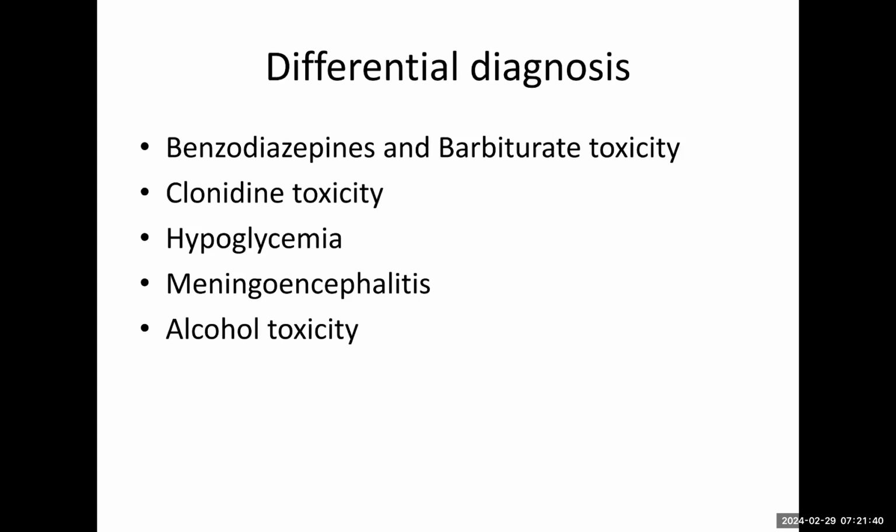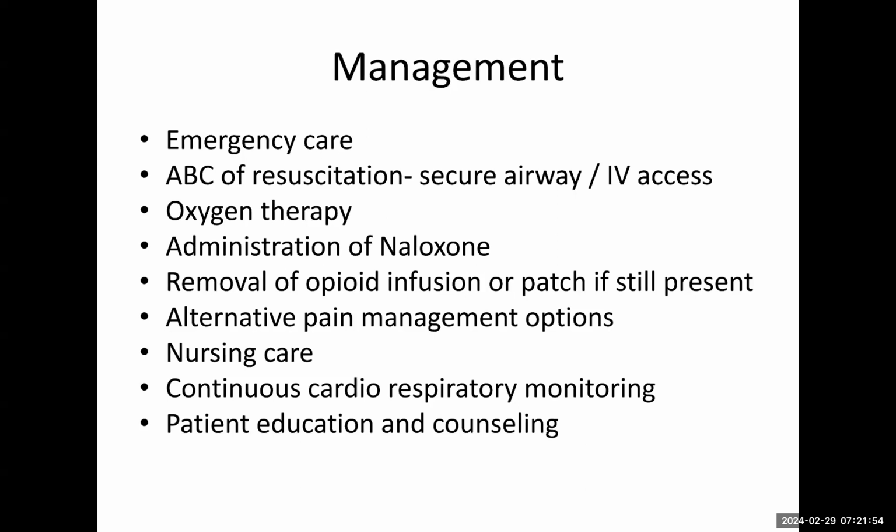These cause CNS depression. Also clonidine toxicity, even hypoglycemia, and meningoencephalopathy, which can have CNS depression, and alcohol toxicity too. The management is emergency care, ABC resuscitation, oxygen therapy. Naloxone is usually given in adults IV, 0.4 to 1 milligram per dose, and then can be repeated in 2 to 3 minutes until opioid reversal occurs.